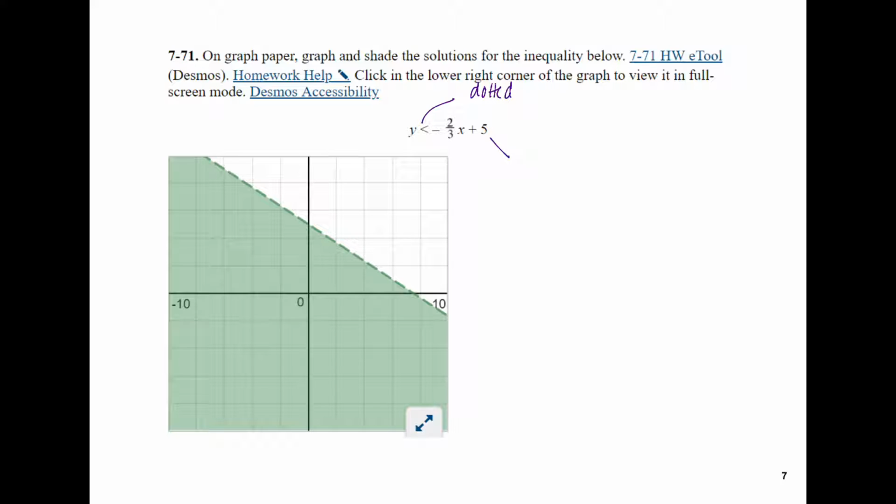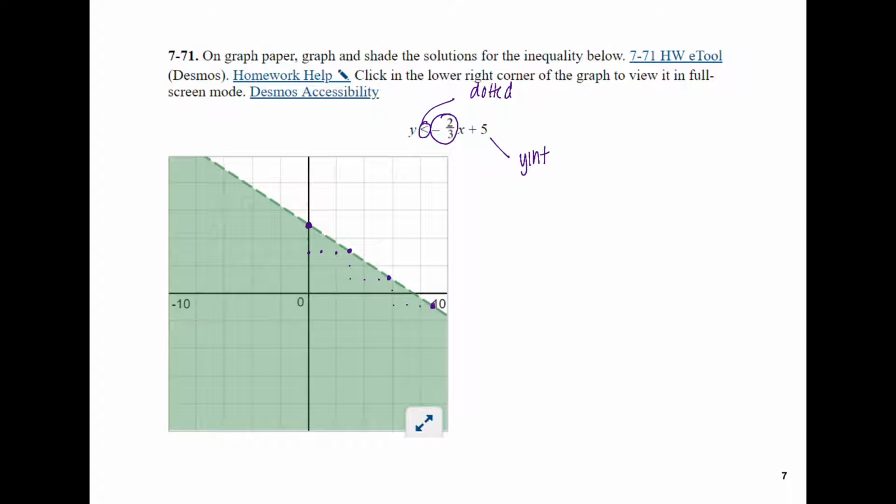This inequality is set up in slope-intercept form, so we know that 5 is our y-intercept. So you can see on my graph I started at the point 5. And my slope is down 2, right 3 each time. Down 2, right 3, and you put a point on your graph. Down 2, right 3, and you can see we have our graph.